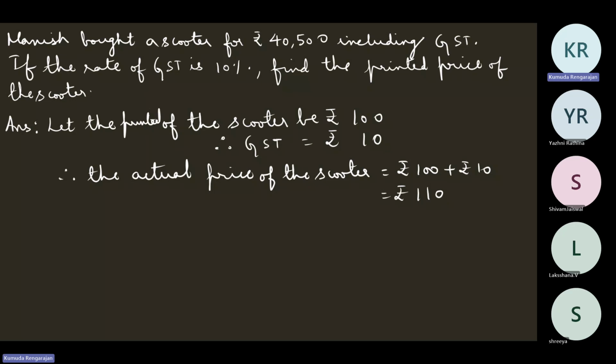Let the printed price of the scooter be rupees 100. All right. GST is 10 rupees. So the actual price of the scooter is 110 rupees. Now listen to this very carefully. You can use a proportion to work this. If the printed price is 100, then the actual price is 110. What is the printed price if the actual price is 4,500?